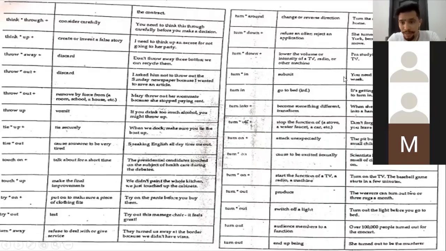Entonces, por ejemplo, submit. You need to turn your essay in. Este es transitivo. Aquí hay que colocarle un más. You need to turn in your essay. Tienes que entregar tu ensayo, right? Y here, it's getting late. I think it's about time to turn in. Turn in significa ir a la cama, right? Pero como verbo intransitivo. Y verbo no separable.